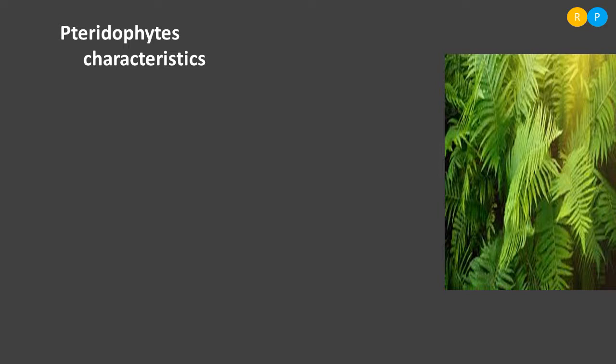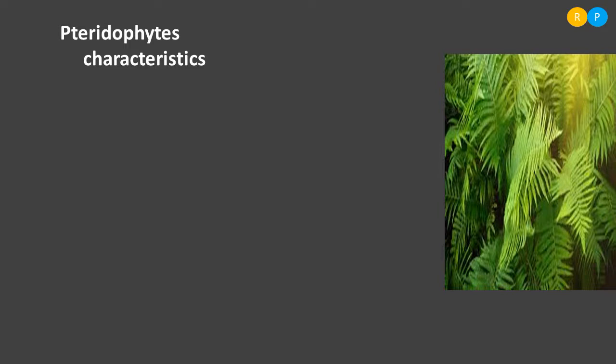So pteridophytic plants are little advanced plants in their characteristic feature compared to the bryophytes. So we have seen that bryophytic plants are not well differentiated, in the sense their plant body does not consist of true root, stem and leaves. But if you see the members of pteridophytes, their body is well differentiated. That means these plants are little advanced compared to the bryophytes.